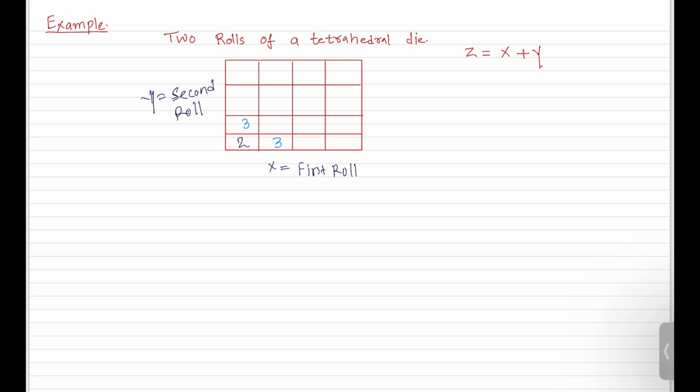Now we can fill in all the possible values that z can take, right? So z can take 4, z can take 5. That will depend on the experiment, right? What will be the outcome of the experiment? Once we know the outcome of the experiment, we know x and y, and once we know x and y, we know z, right? So these are all the possible outcomes that the random variable z can take.